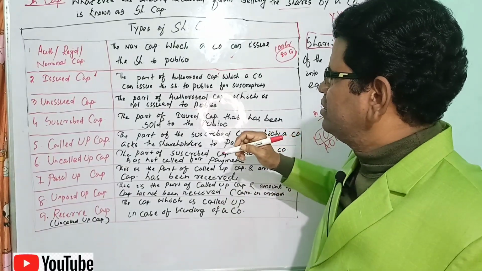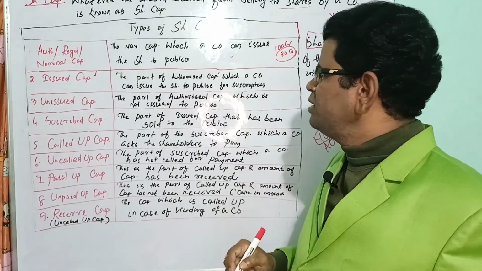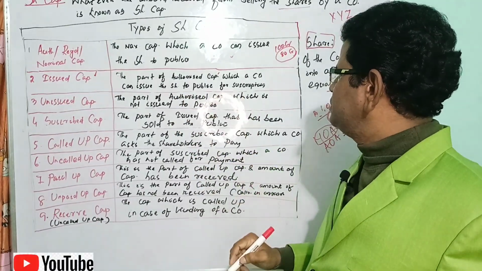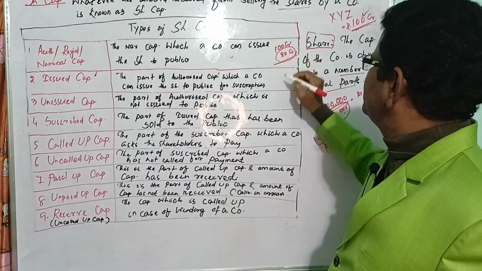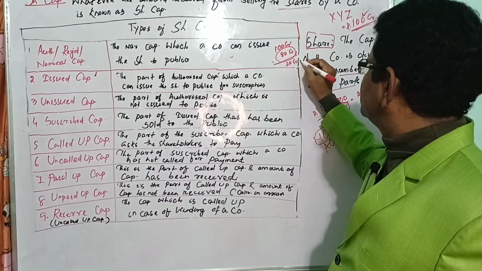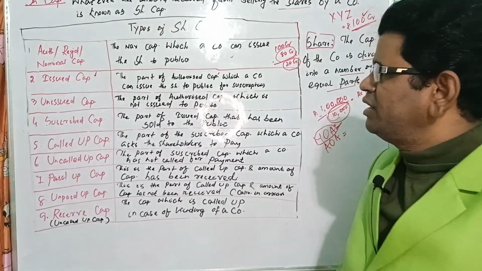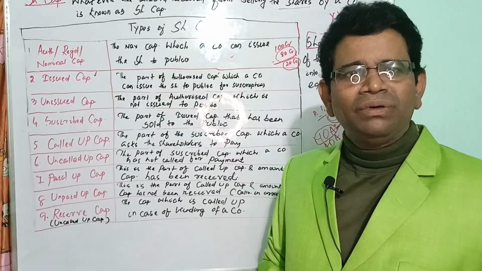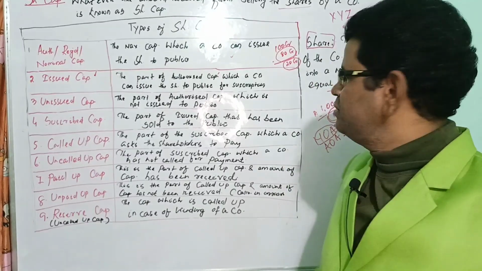Coming to the third one, the unissued capital. What is this? The part of the authorized capital which is not issued to the public. So 100 crores minus 80 crores is how much? It's 20 crores. So 20 crores will be treated as unissued capital. I am sure that you are clear.